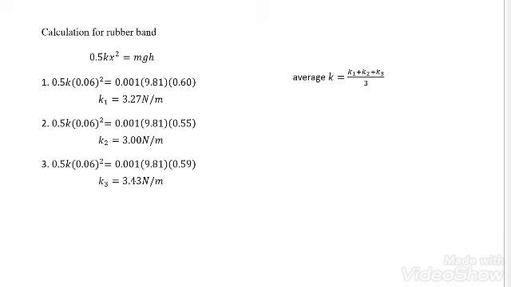Next, we do the calculation for the rubber band using the same formula. For trial 1, we get k1 equal to 3.27 Newton per meter. For trial 2, k2 equal to 3 Newton per meter. For trial 3, k3 equal to 3.43 Newton per meter. For the average k, we add all the results and divide by 3, and we get 3.23 Newton per meter.